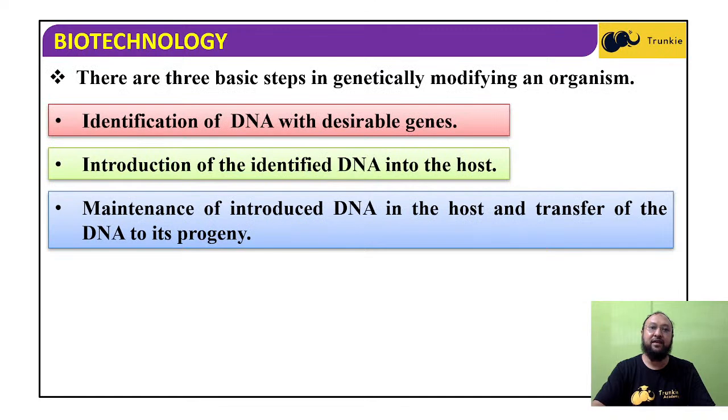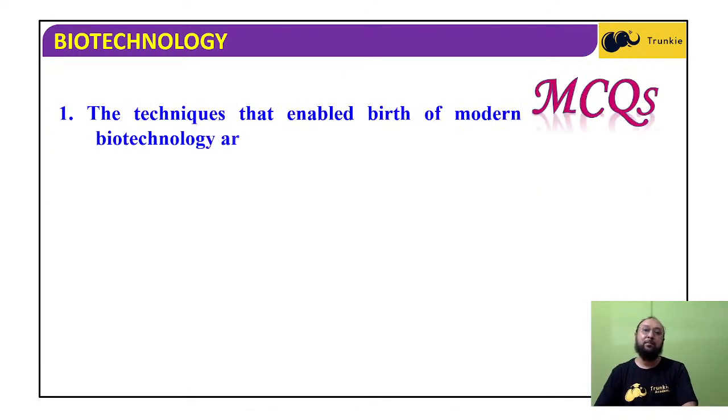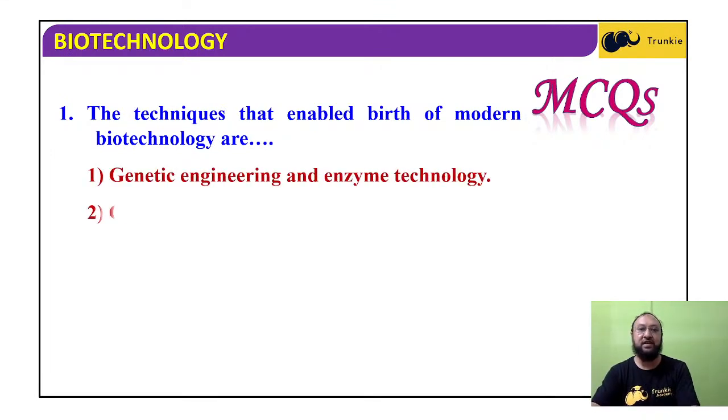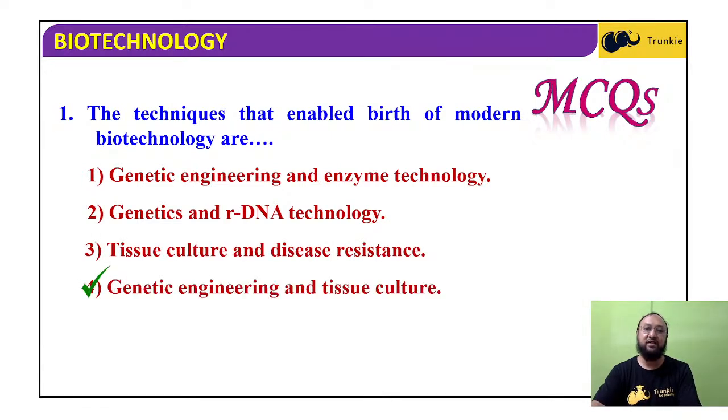Now we go quickly through the questions. The techniques that enabled the birth of modern biotechnology are: genetic engineering and enzyme technology, genetics and rDNA technology, tissue culture and disease resistance, or genetic engineering and tissue culture. Number 4, genetic engineering and tissue culture. These are the two important processes that led to the advancement of modern biotechnology.